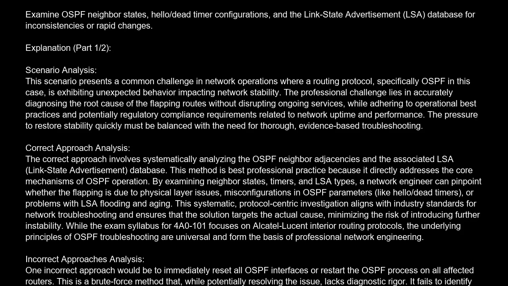The correct answer is D. Examine OSPF neighbor states, hello/dead timer configurations, and the link state advertisement, LSA, database for inconsistencies or rapid changes.